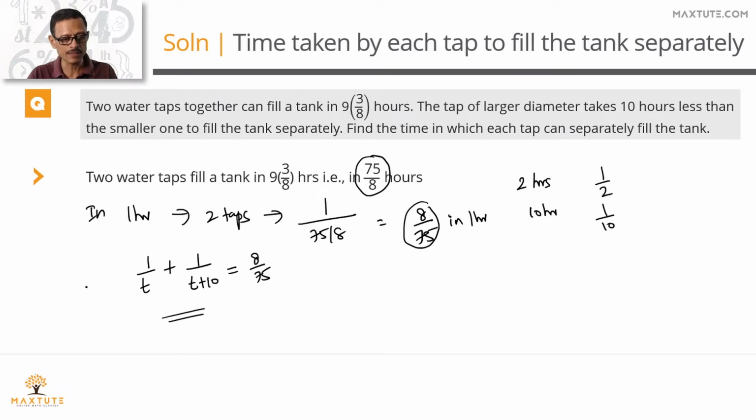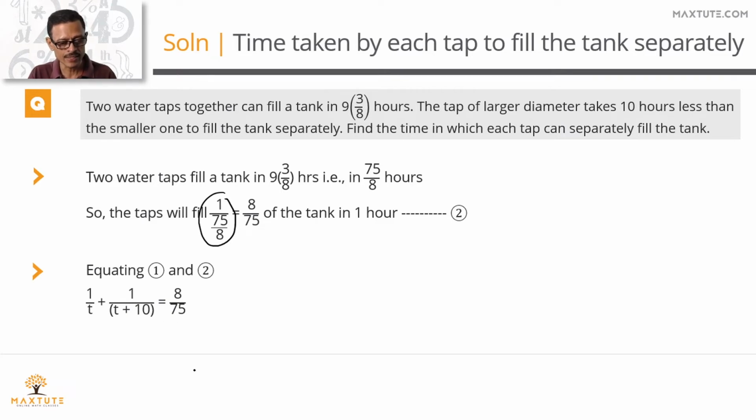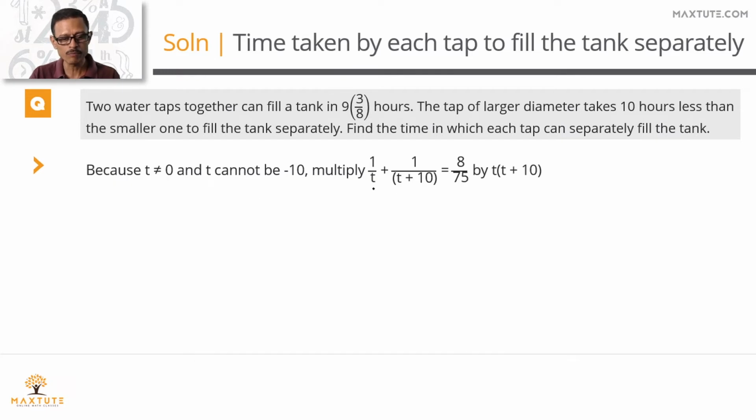Quickly, let's summarize up till this point in a printed form. Together, they fill the tank in 75/8 hours. So in 1 hour, they'll fill 1/(75/8) of the tank, which is nothing but 8/75th of the tank. Let's call this equation 2. From the previous slide, we know equation 1 is 1/T plus 1/(T plus 10). We can equate 1 and 2. This is equal to 8/75. Let's take it to the next slide. We're going to be multiplying both sides of this equation that we left in the last slide with T into (T plus 10). We can do that because T cannot be 0.